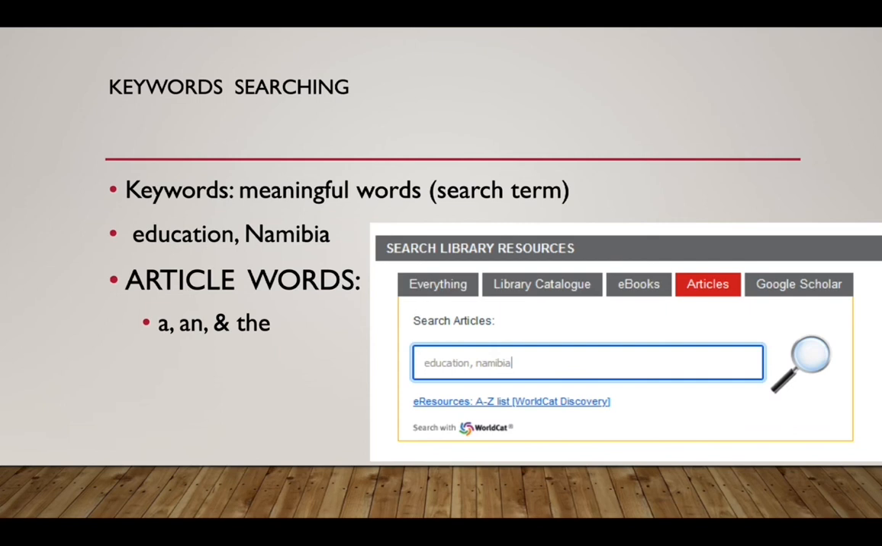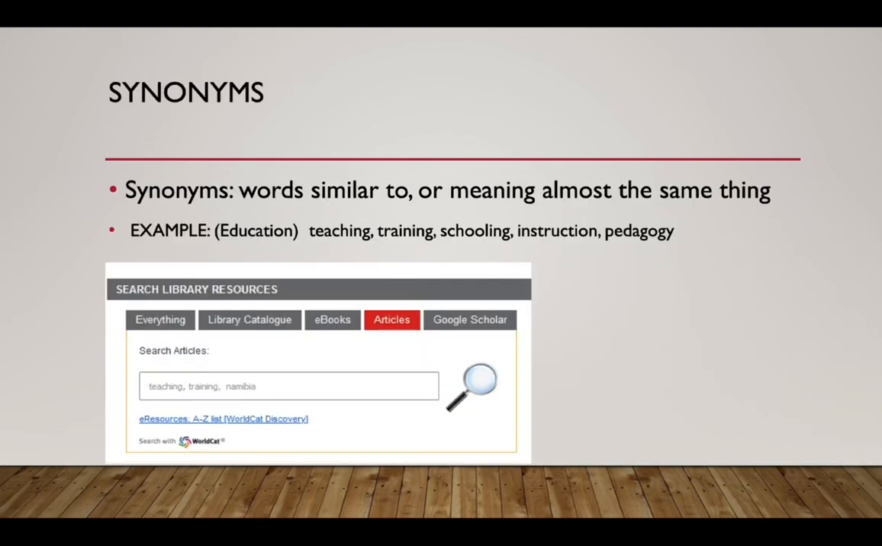Now, I should let you know that article words like "and" and "the" don't count in searching library databases. So avoid using "the education in Namibia" as a keyword or search term, for instance. It will not get you enough information, and that is also relevant because the other article words that you use don't count. Sometimes you have to change your keywords to synonyms.